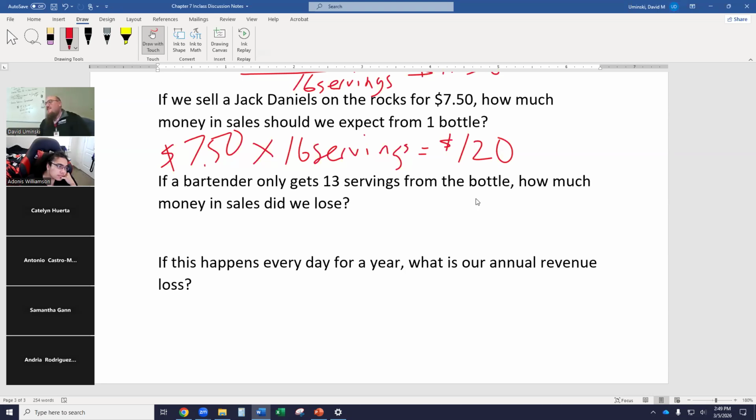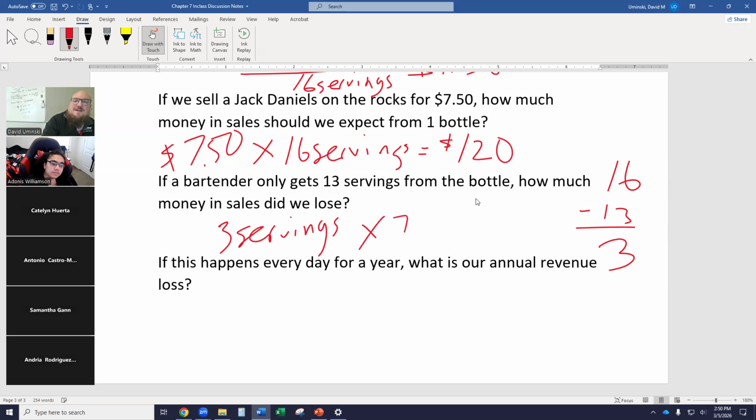Okay, so if the bartender only gets 13 servings out of that bottle instead of all 16, 16 minus 13 is what? 3. So we are short 3 servings, and we multiply that by the $7.50. So I lost how much? $22.50 in sales is what I lost.